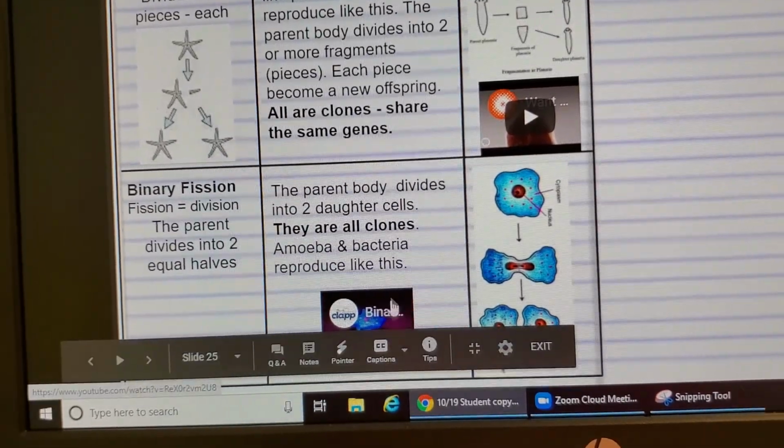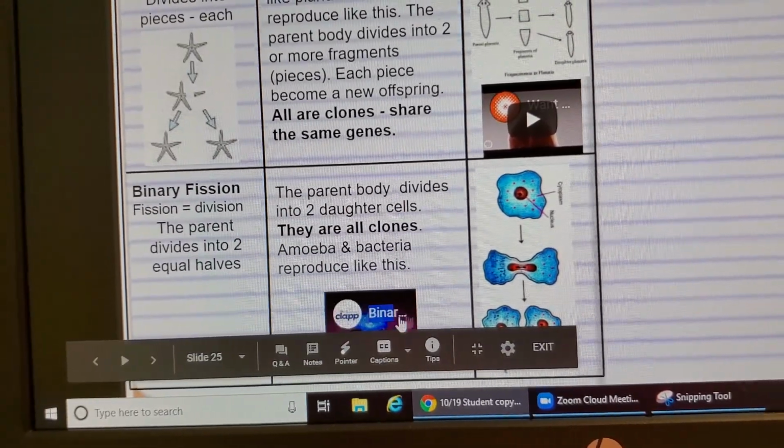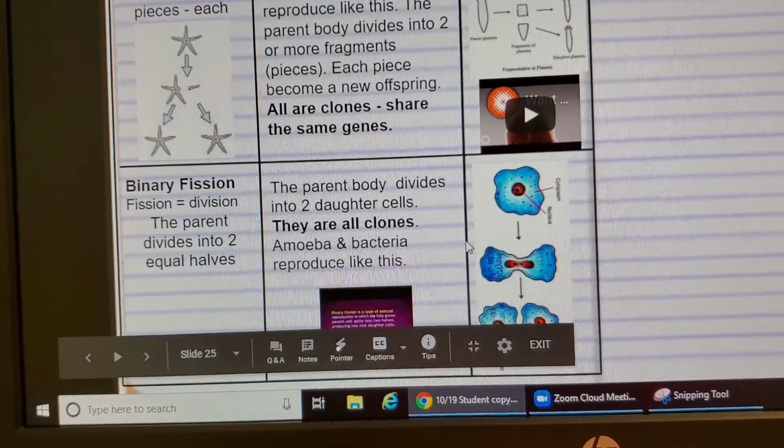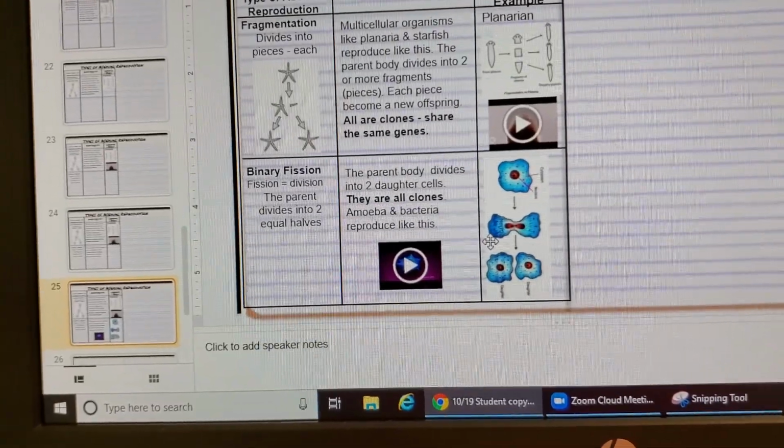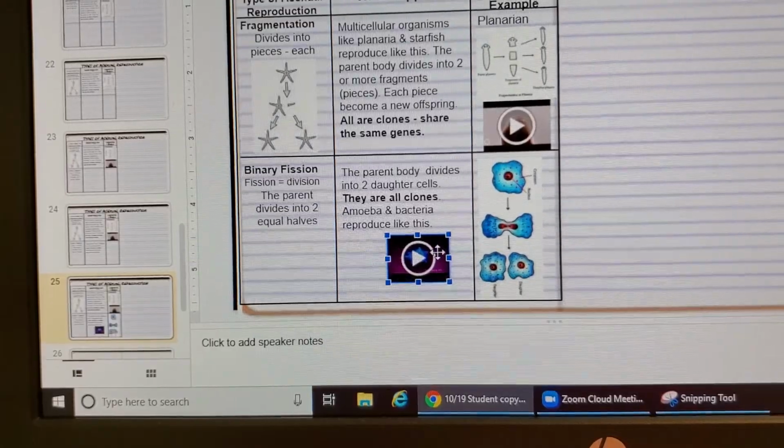Hold on. I'm going to have to move that out of the way because that thing is in my way. All right, I'm going to make this work without having to retape everything I've done. There we go.